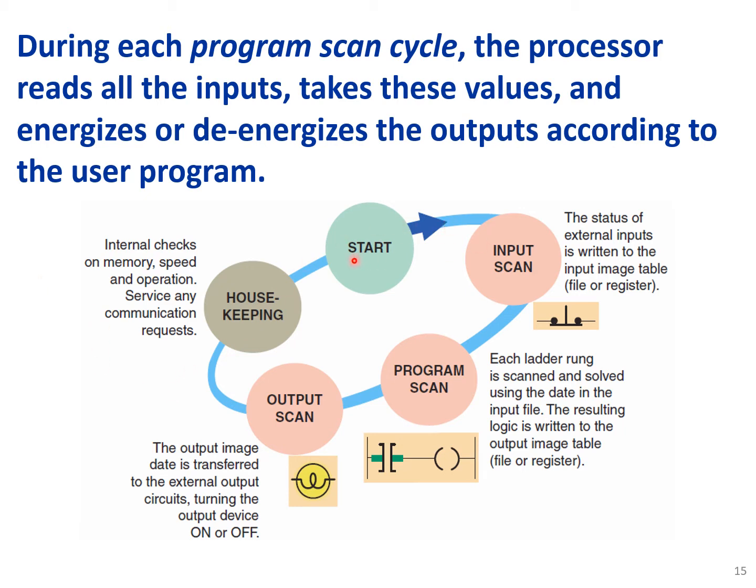So here is a scan cycle that starts at this point, scans inputs, and updates outputs based on the program. So it goes through the program, scans the program, and we will talk about the ladder logic program and see how it will scan the program later, in coming slides. Housekeeping, which is basically internal checks on memory, speed, and operation.